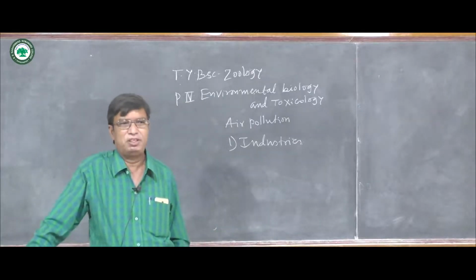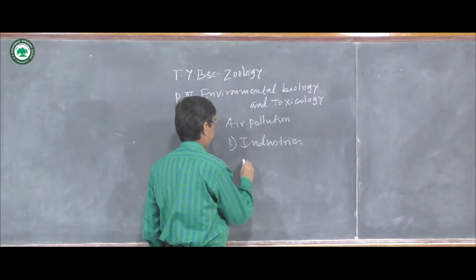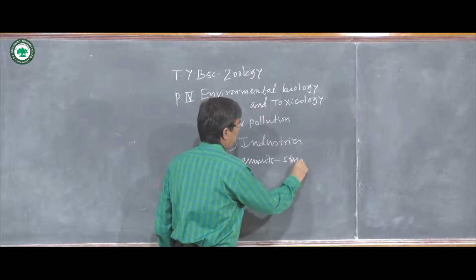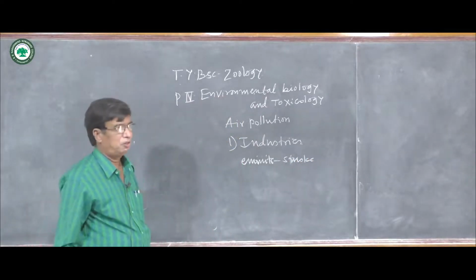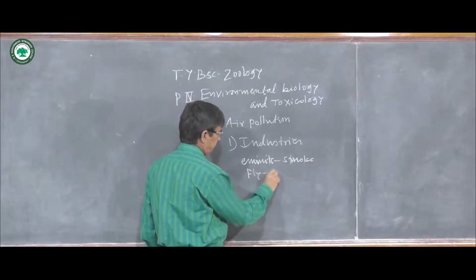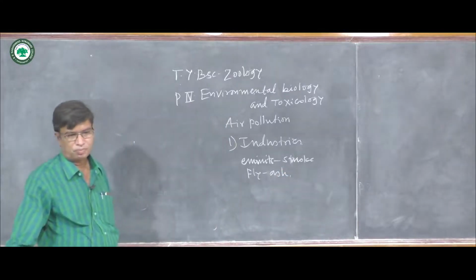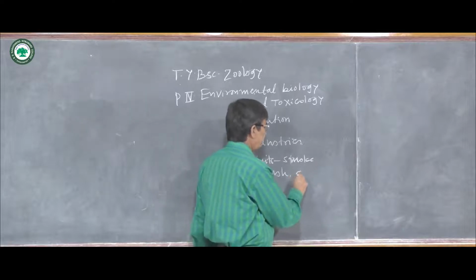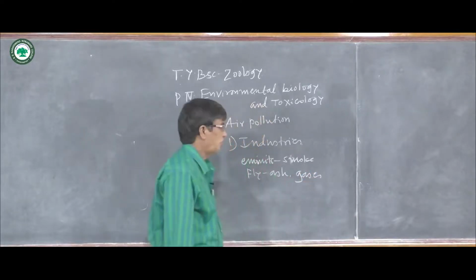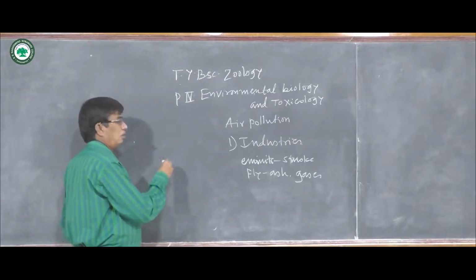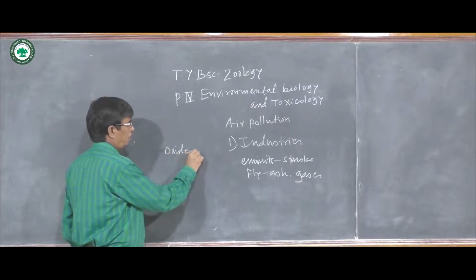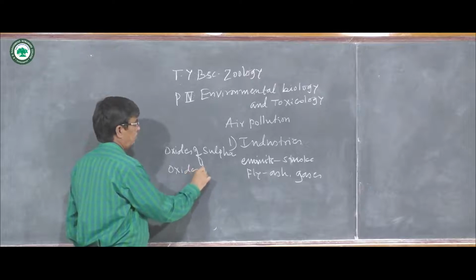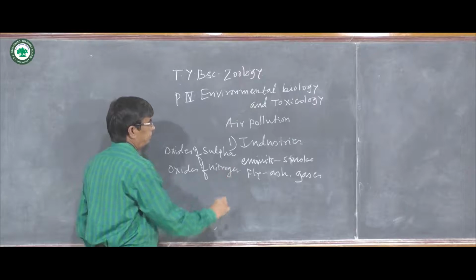Different industries emit smoke. That smoke contains fly ash, for example, various poisonous chemicals and different types of gases, for example, oxides of sulfur, oxides of nitrogen.